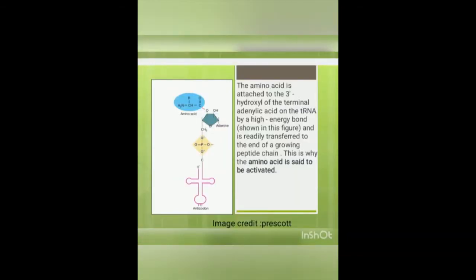The amino acid is attached to the 3' hydroxyl of the terminal adenylate on the tRNA by a high energy bond and is readily transferred to the end of the growing peptide chain. That is why the amino acid is said to be activated.